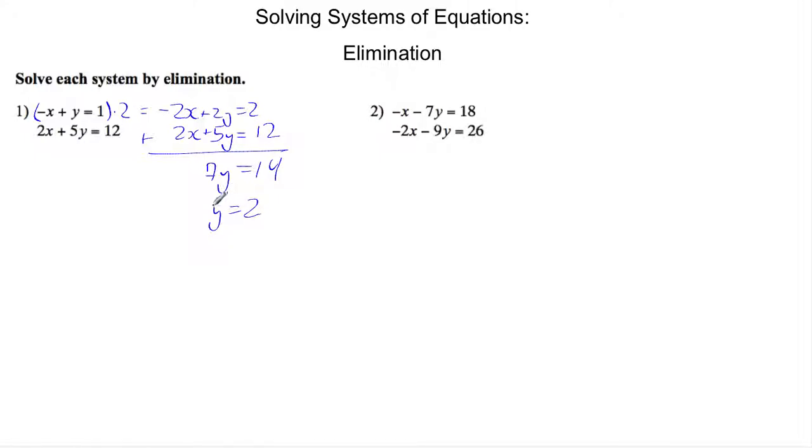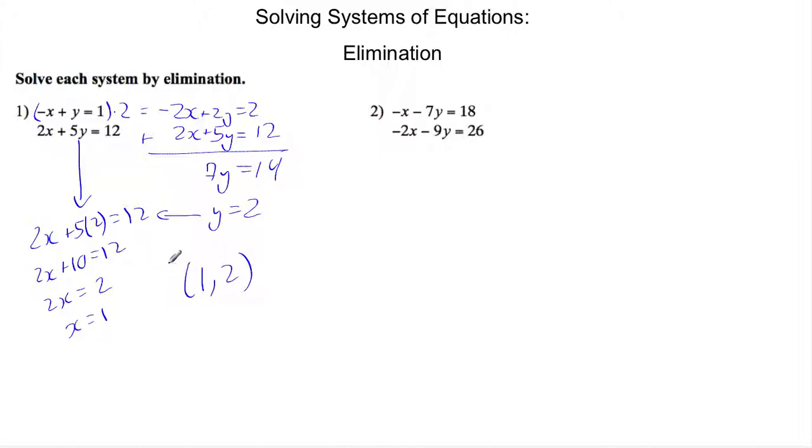Now, once I get y is equal to 2, I have to use substitution, but that's fine. I'm going to plug this into either of these equations. Doesn't matter which one. So I'll use the second equation. I get 2x plus 5 times y, which we know is 2, is equal to 12. So 2x plus 10 is equal to 12. If I subtract 10 from both sides, I get that 2x is equal to 2. So x is equal to 1. So my solution is 1, 2.